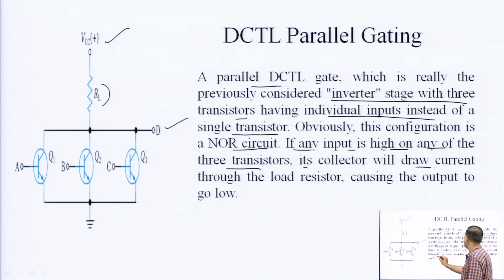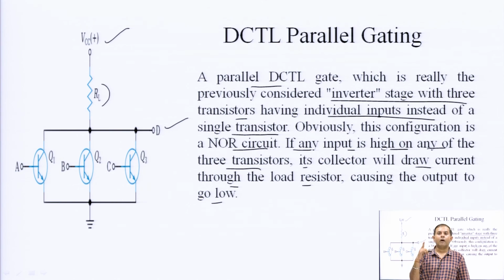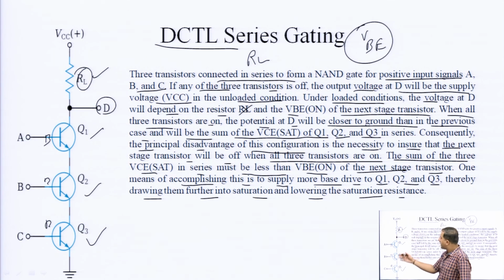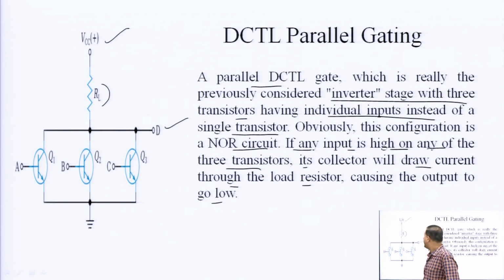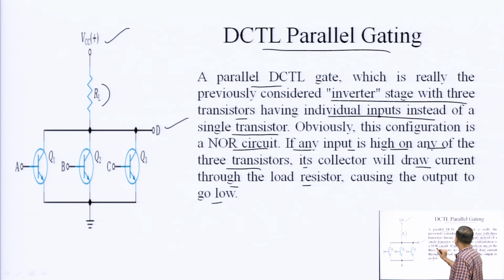So, here you can see if any input is high on any of the three transistors, its collector will draw the current through the load resistor, causing the output to go low. Means if any one of the inputs is high, whenever we are giving one input to any one of the transistors, then it will be giving 0 output, just like a NOR gate. So, previously we have discussed the series circuit of DCTL gating, and it was acting as a NAND gate, and here we use DCTL parallel gating to show the working of the NOR gate.